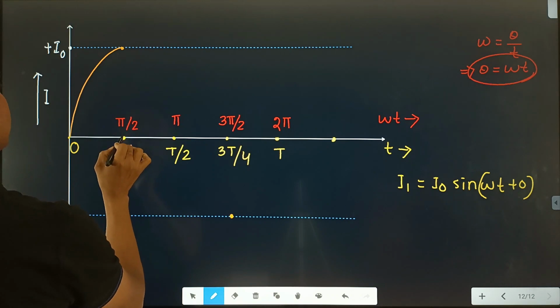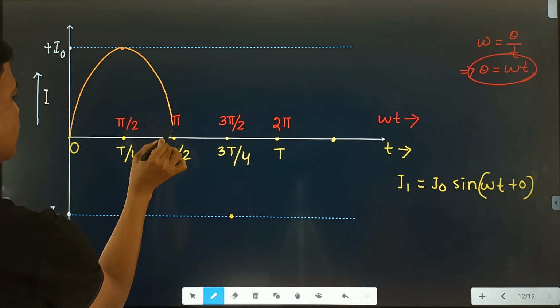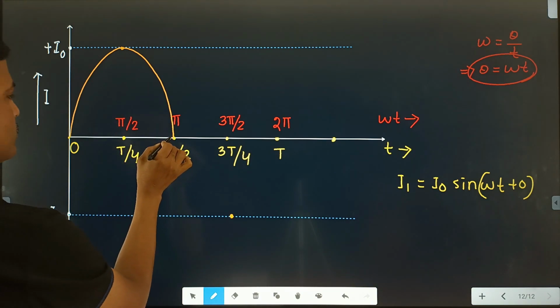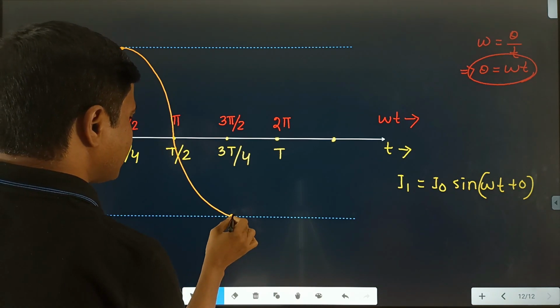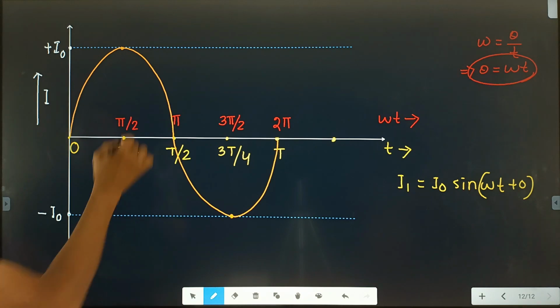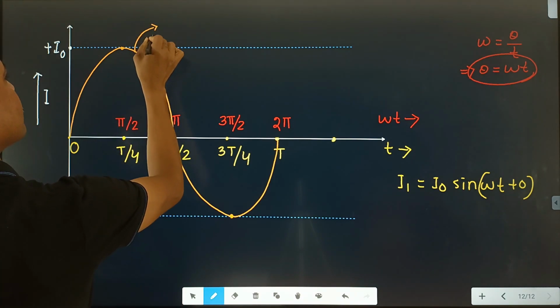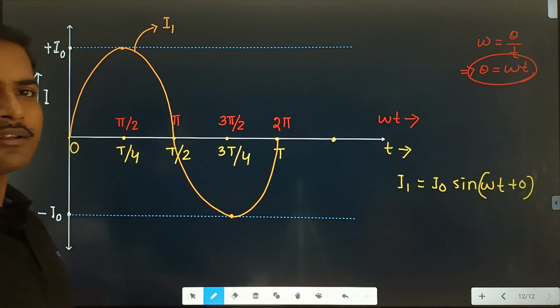This is maximum when angle is pi by 2 or phase is pi by 2. Again it reaches 0, again increases and becomes maximum, again decreases to 0. This is the waveform for current, for alternating current I1.